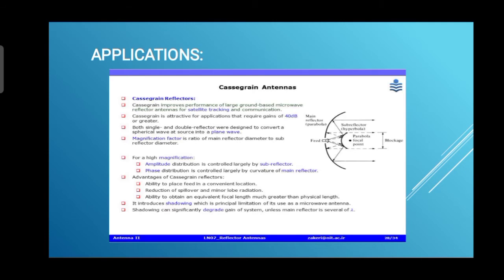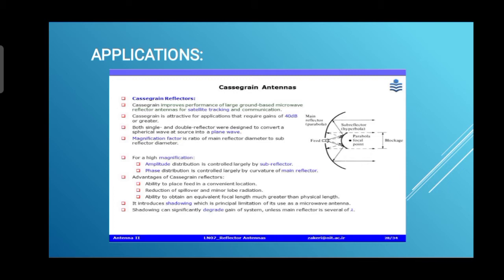And Cassegrain antennas. So Cassegrain antenna improves performance of large ground-based microwave reflector antennas for satellite tracking and communication. So it is one of the applications of Cassegrain antennas. Another is Cassegrain is attractive for applications that require gains of 40 dB or decibels or greater. So both single and double reflector were designed to convert a spherical wave at source into a plane wave. Magnification factor is the ratio of main reflector diameter to subreflector diameter.